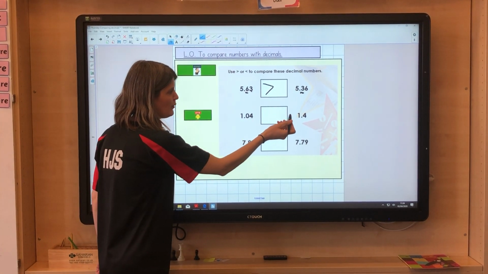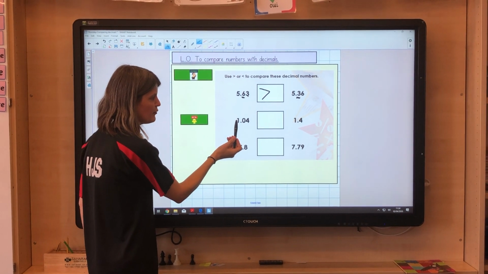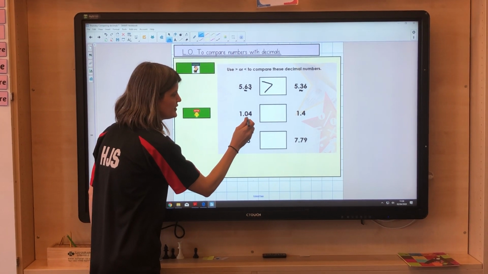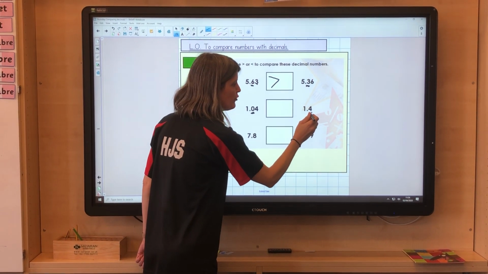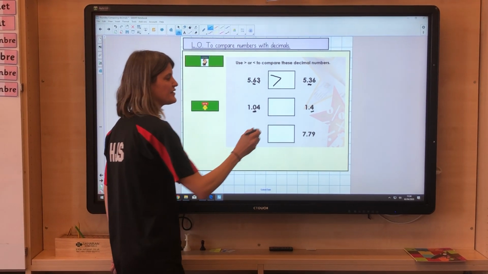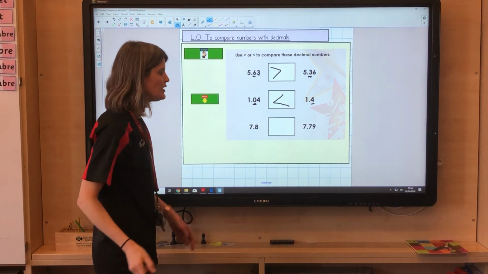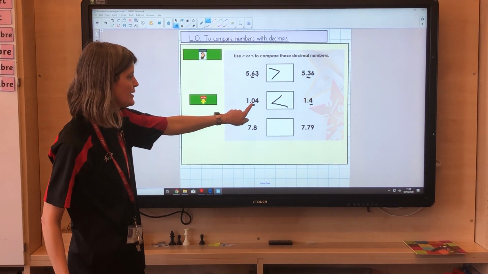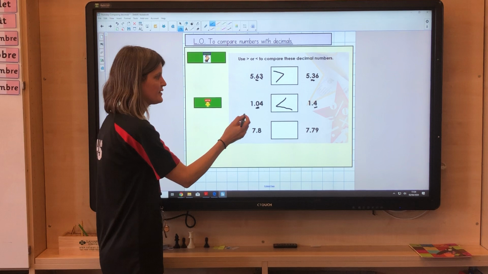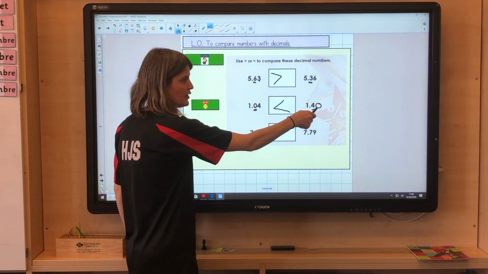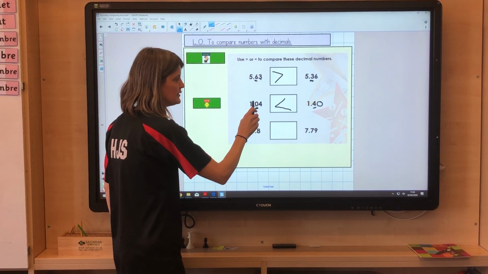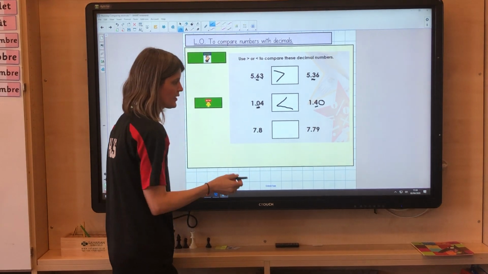1.04 and 1.4. They've both got the same number of ones. So I need to go to the next place value. This number's got 0 tenths. This number's got 4 tenths. 0 tenths is less than 4 tenths. So I use the less than symbol. Don't be tricked into thinking that this number is bigger because it looks larger. This 4 has the value of 4 hundredths. We could put a 0 there to show that it has no hundredths, but it's the tenths that you're comparing. No tenths, 4 tenths.